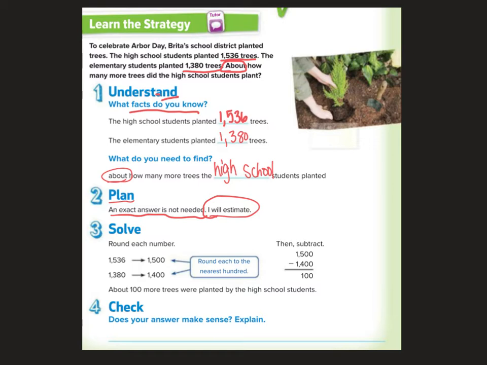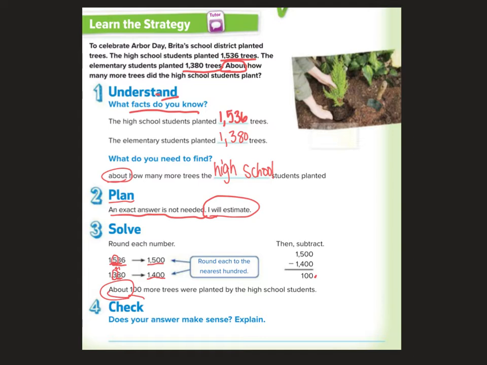What do you think we should choose? I'd choose 100. I agree with them. When in doubt, choose 100. It's kind of a safe bet here. So 1,536, I'd circle the 5, underline the 3, which tells me the 5 stays the same. 1,500. Circle the 3, underline the 8, add 1, so 1,400. Then subtract: 1,500 minus 1,400 is 100. So about 100 more trees were planted by the high school students.